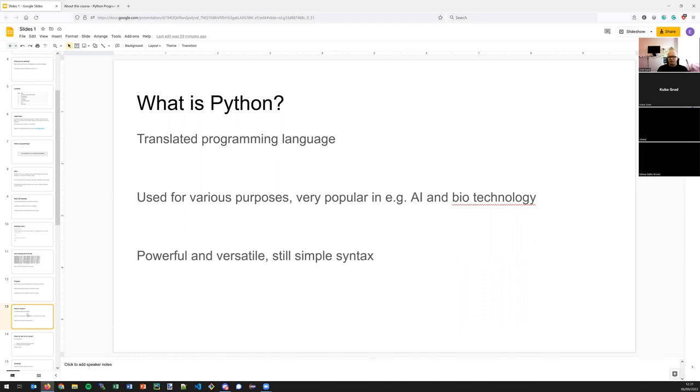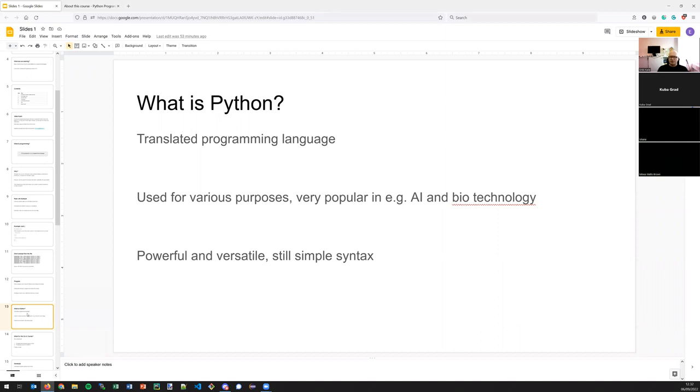Python can be used for various purposes. We are only going to cover some of them, but it's, for example, very popular in artificial intelligence and machine learning and biotechnology, to name a few. I think most of the artificial intelligence or machine learning applications are written using Python.